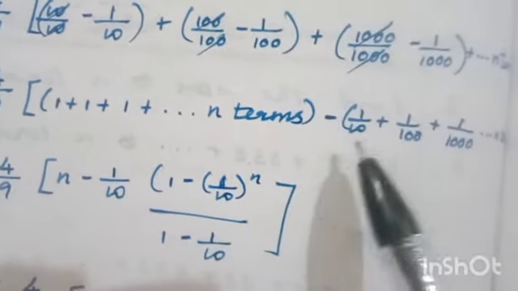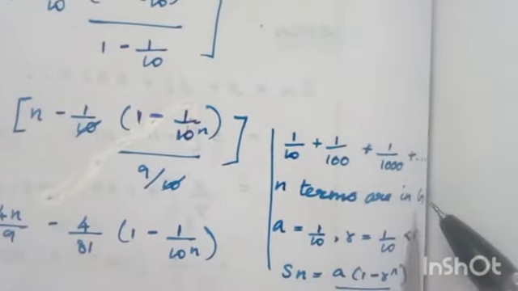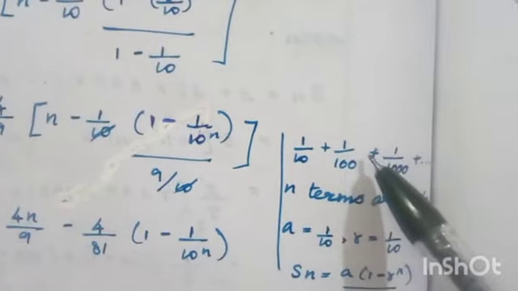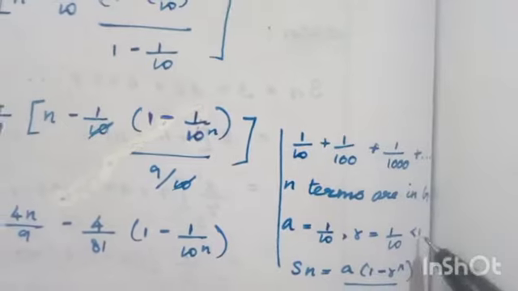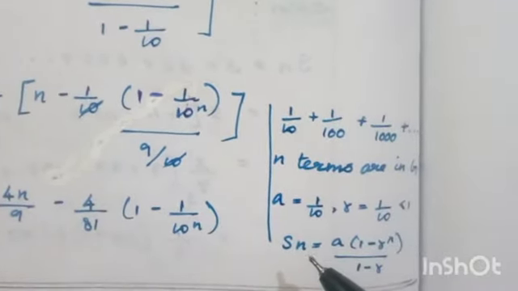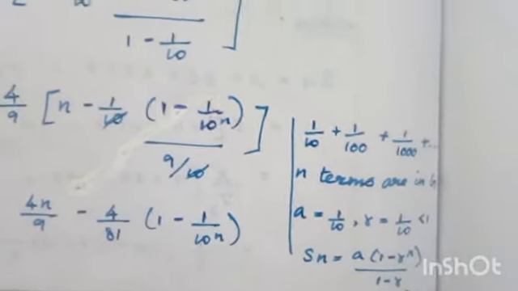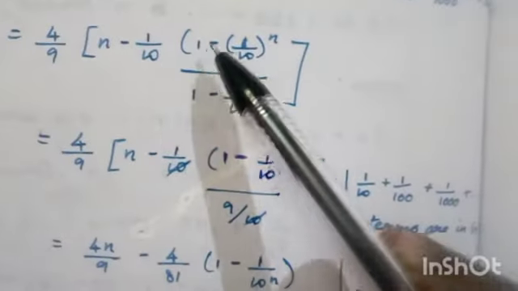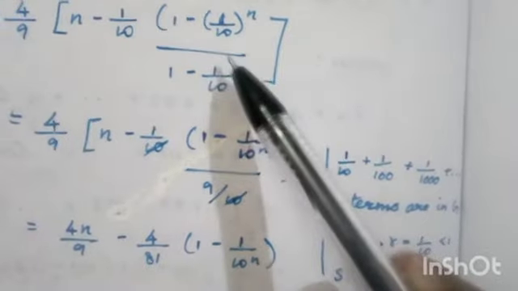Minus, then 1 by 10 plus 1 by 100 plus 1 by 1000 etc. to n terms are in GP. So that is the first term. For the common ratio, 1 by 100 divided by 1 by 10 is 1 by 10. It is less than 1. Less than 1 means which formula? Sum to n terms, Sn equals a into 1 minus r power n by 1 minus r. So you have to substitute in this formula. That is 1 by 10 into 1 minus, r is 1 by 10, whole power n, by 1 minus 1 by 10.